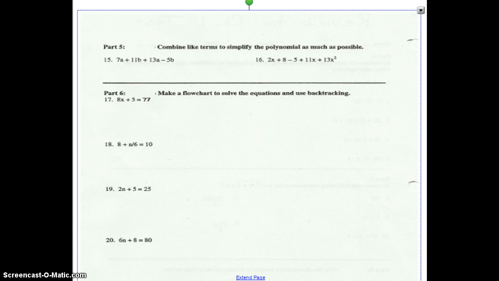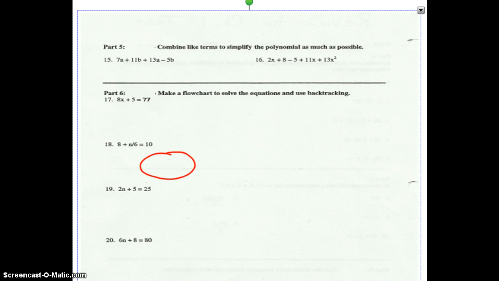Alright, flip it over to the back side. We've got parts 5 and 6. Part 5, combine like terms. We did this yesterday. You guys should be able to handle that. Part 6, it says, make a flowchart to solve the equations and use backtracking. Remember, flowcharts. Let's do number 18.